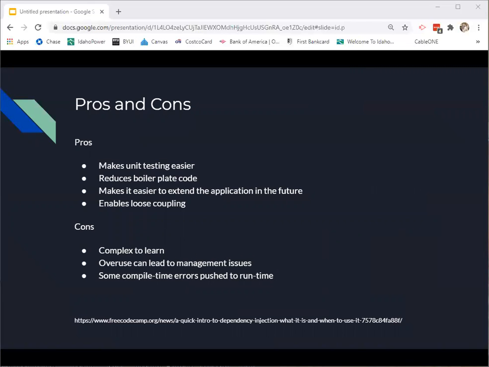Some of the pros of dependency injection include it makes unit testing easier, it can reduce boilerplate code, it makes it easier to extend the application in the future, and it helps enable loose coupling. Some of the cons include it can be complex to learn, overuse can lead to management issues, and some compile time errors can be pushed to runtime.